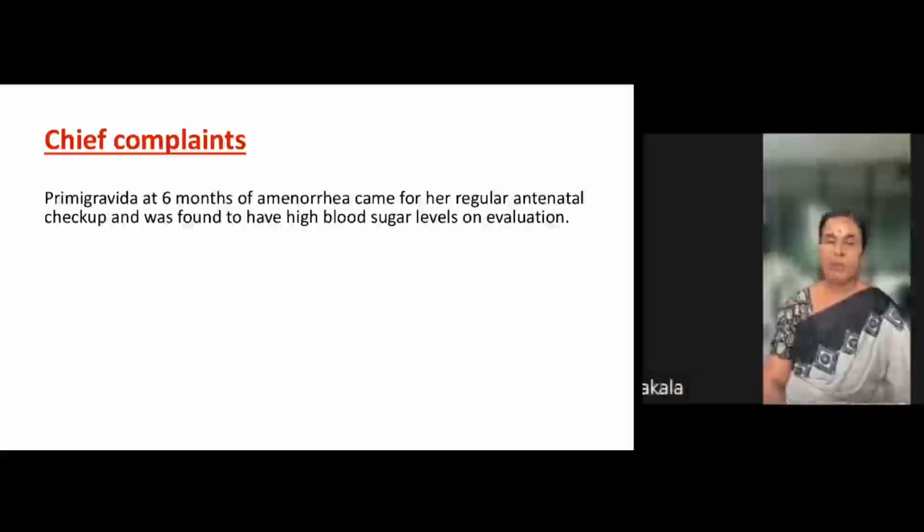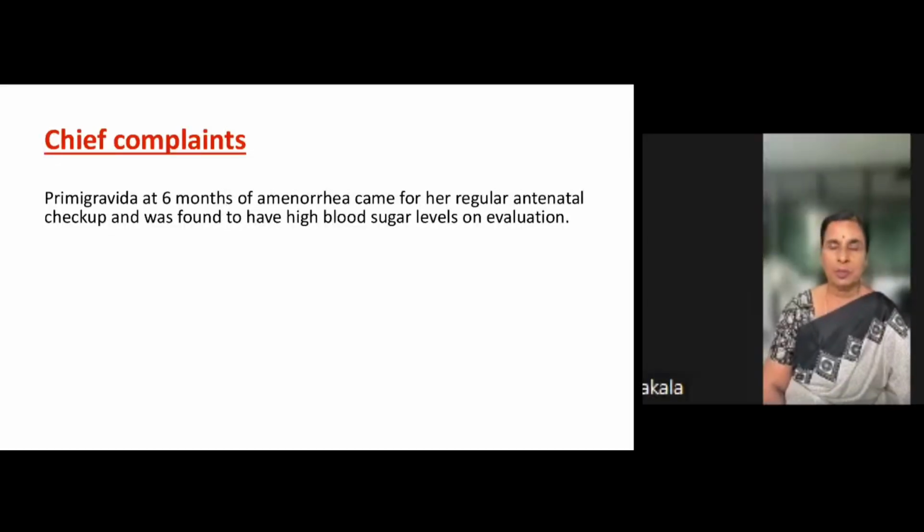And if it is between 126 to 139, you call it impaired glucose tolerance. Between 140 to 200, it is GDM, and above 200, you diagnose it as overt diabetes. That is the DIPSI test, the one-step method. What are the other steps?